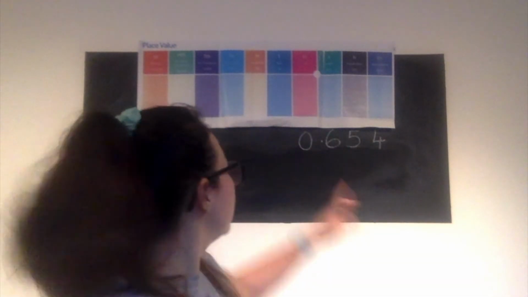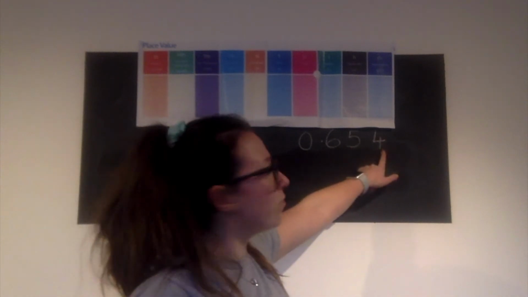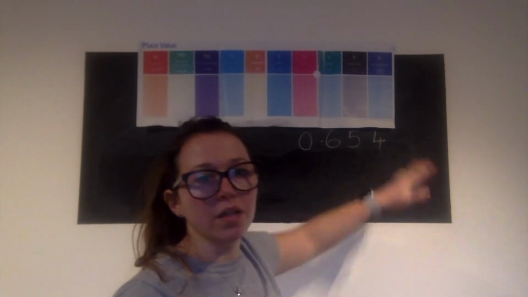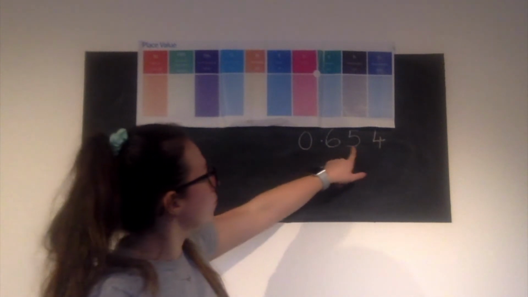This time I've done it the opposite way around, so I have given you a decimal, 0.654. Can you partition that decimal and write each number as a fraction? Have a go, and then our number was 0.654.